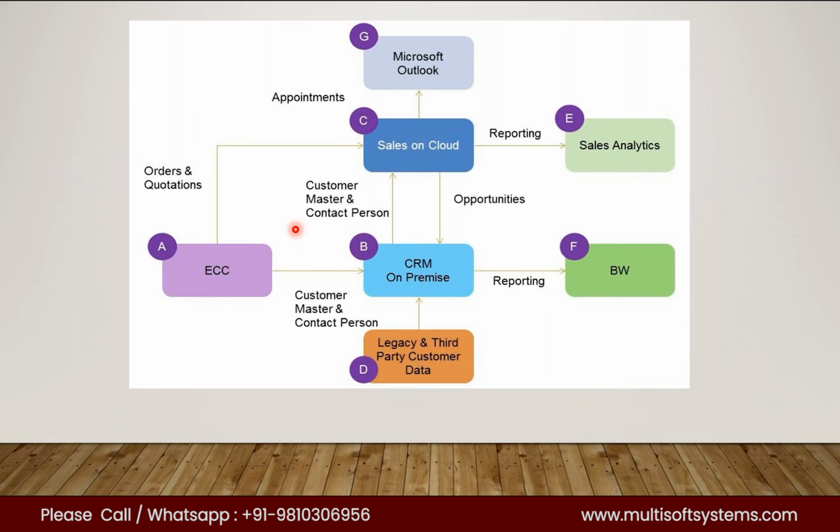And this is how the application takes place. Initially, A is ECC, B is CRM on premise, then sales on Sales Cloud. From ECC, we can send our orders and quotations. From here, we can send our customer master and contact person. This is how our application basically works. So master data is created on ECC and replicated to CRM. No, it's just a business scenario. We can also replicate our data from ECC to Sales Cloud or from CRM to Sales Cloud.